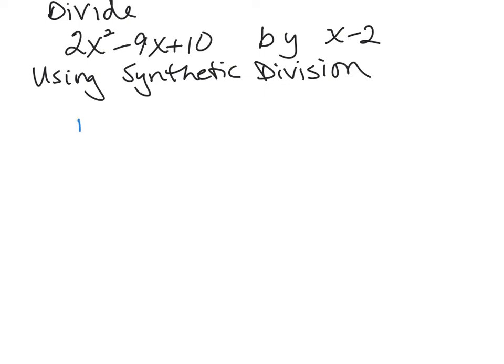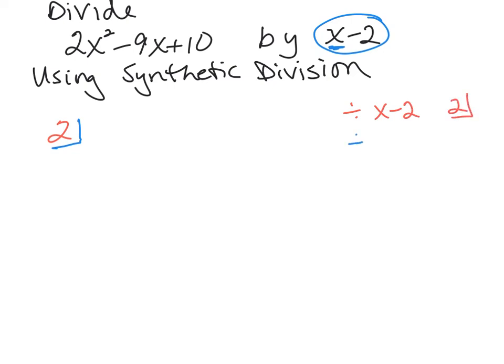In synthetic division, we begin with a box, and in that box we put a number that makes what we're dividing by equal to 0. What value of x, if you plug it into here, would make this equal to 0? In this case, that value is 2. So if we are dividing by x minus 2, then the number that goes in the box is a positive 2.